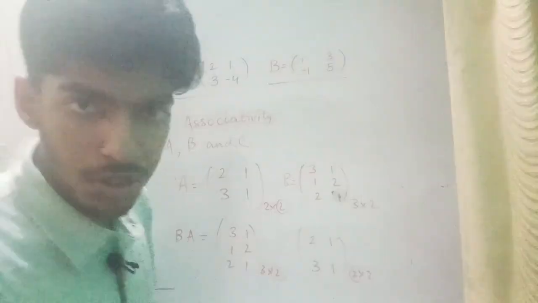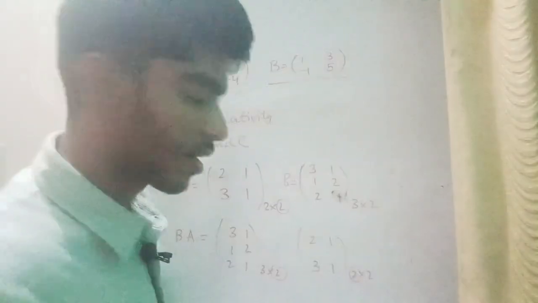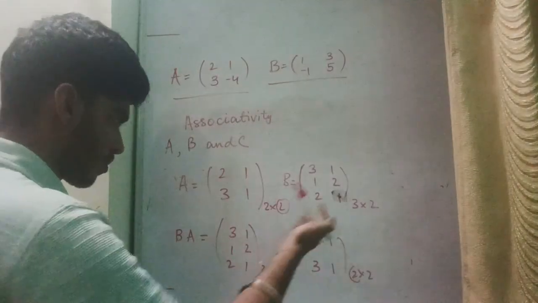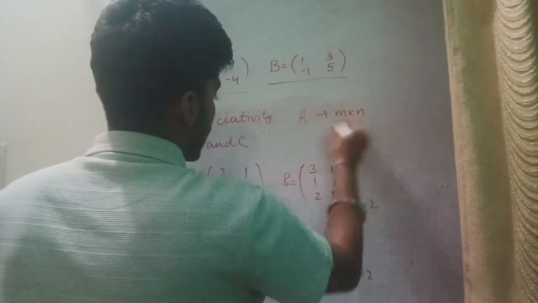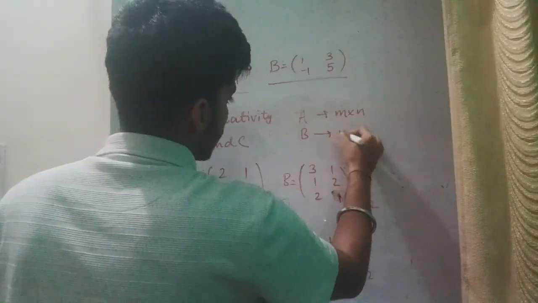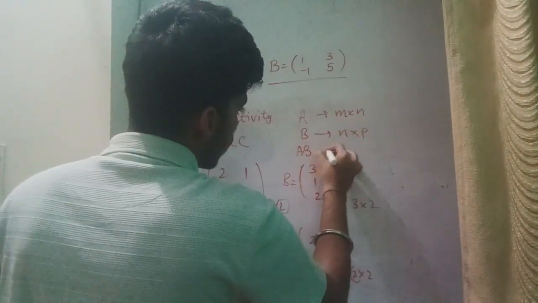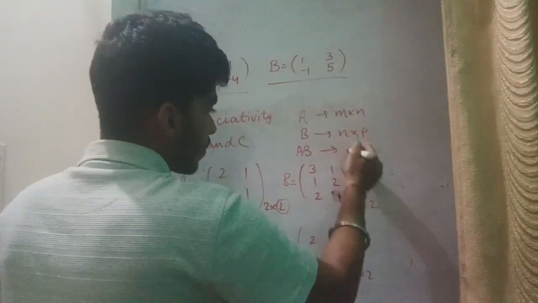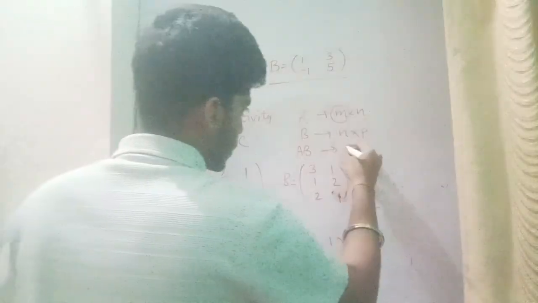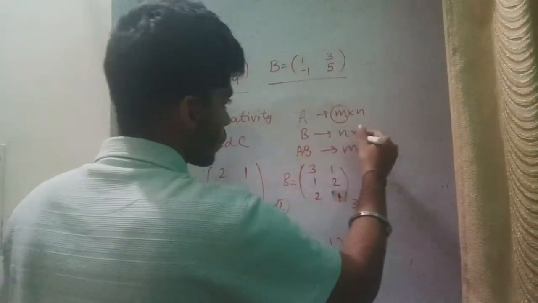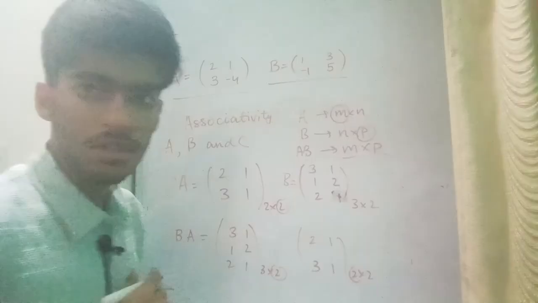In some questions it is usually asked, what is the order of the resultant matrix if I multiply a matrix A which has an order m cross n and a matrix B which has an order n cross p? Then the matrix AB will have the same number of rows as the matrix A and the same number of columns as the matrix B. So it will be of the order m cross p.